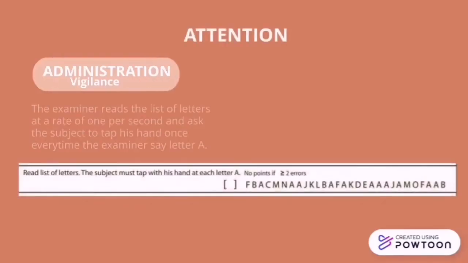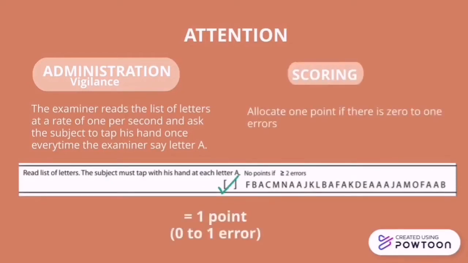Next, the examiner reads a list of letters at a rate of 1 per second and asks the subject to tap his hand once every time the examiner says the letter A. For scoring, 1 point if there are 0 to 1 errors.